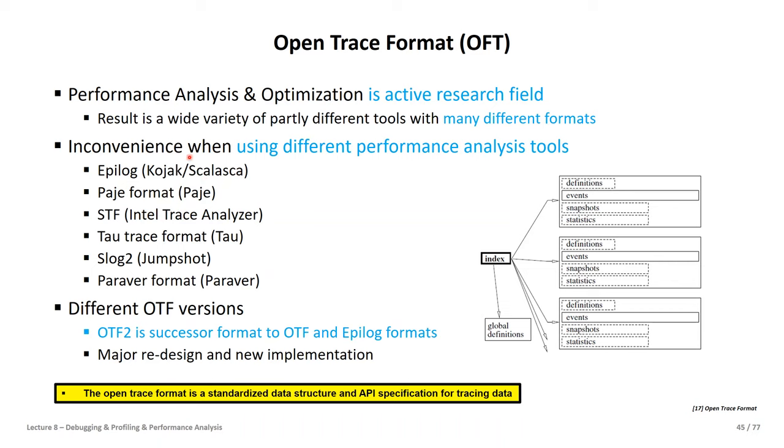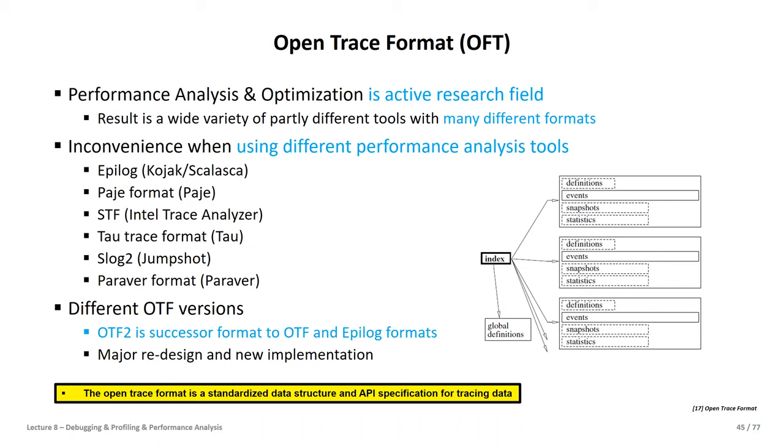Let's say Scalasca came from Kojak, for instance. You have a Paget format. You have then, of course, the Intel formats here. TAU is another interesting tool that's often around in ParaWare and so forth. So in the end, this is ongoing work still, but it's a first approach towards having this tracing data available in a much more homogeneous way across the different tools.